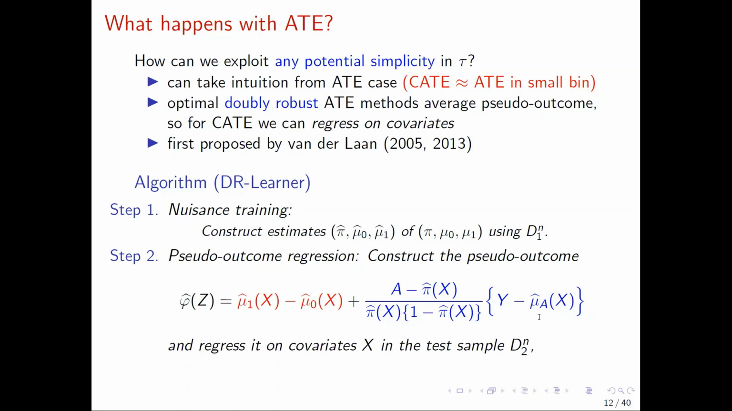But now we're just going to, instead of averaging it, regress it on covariates in the second part of the sample. This is a very simple procedure. You do the same step you would do when estimating an average treatment effect. You just run a regression at the end of the day.